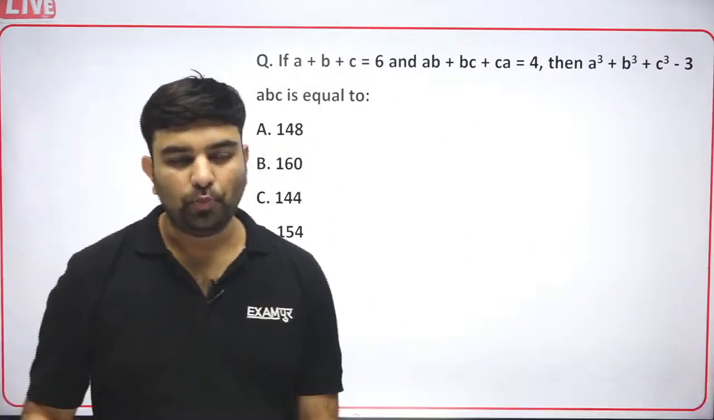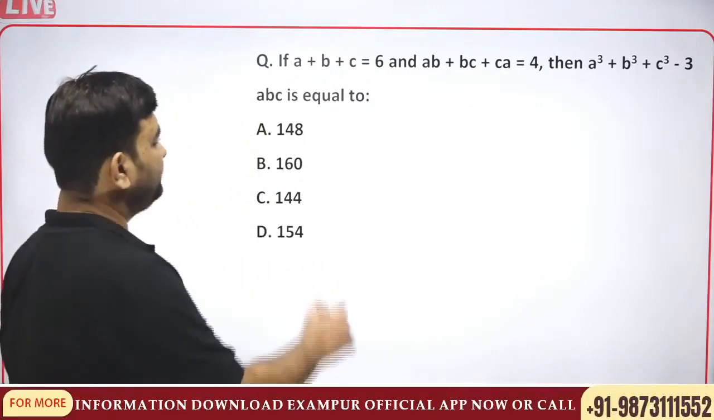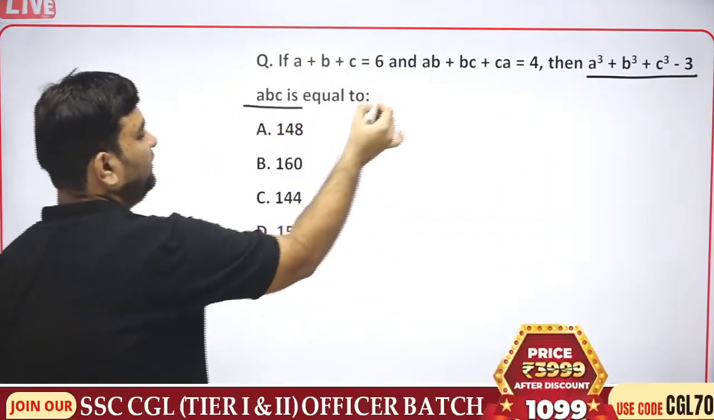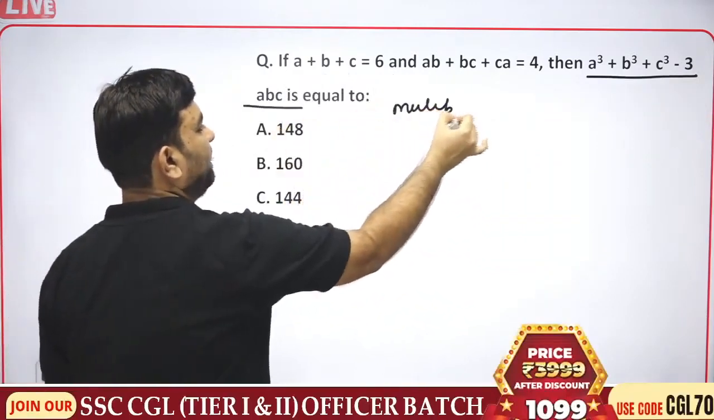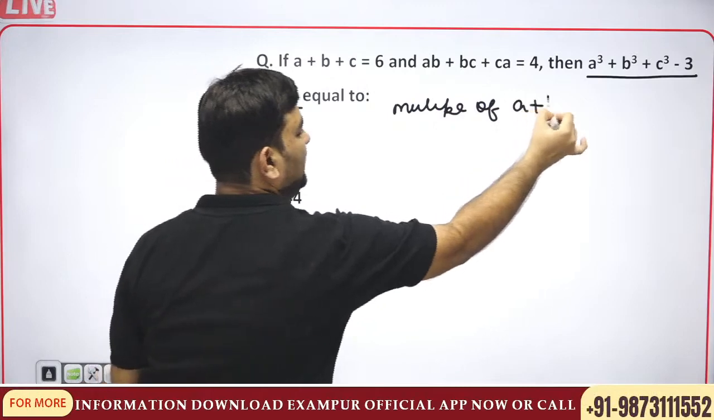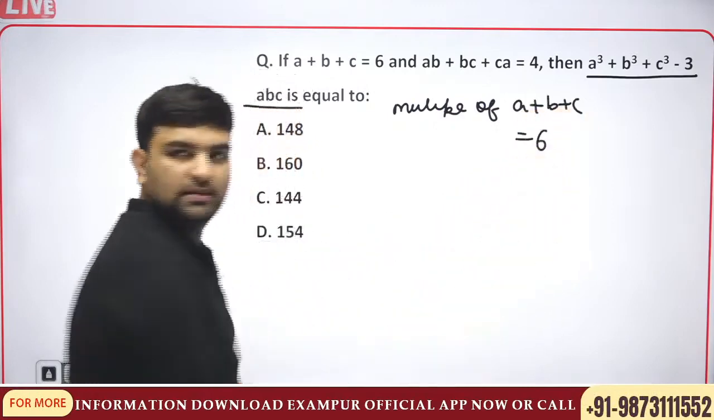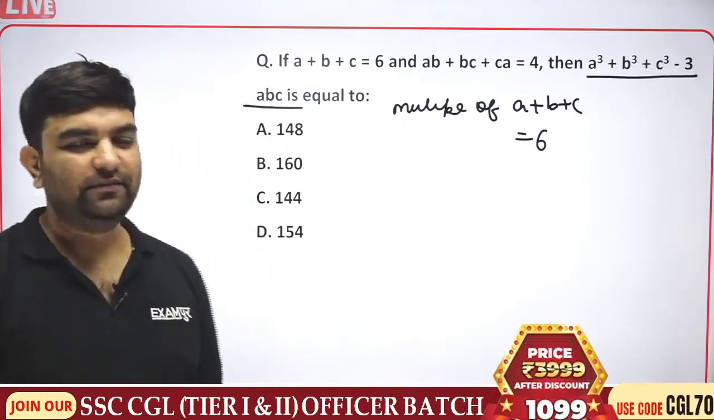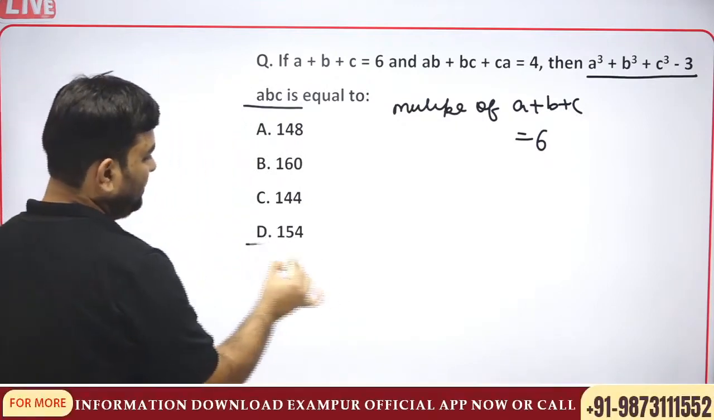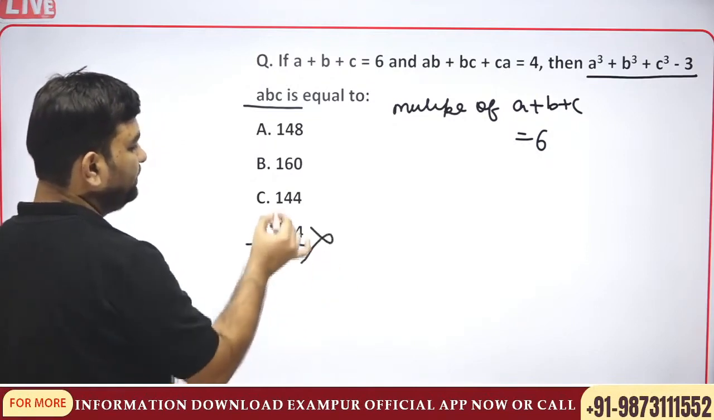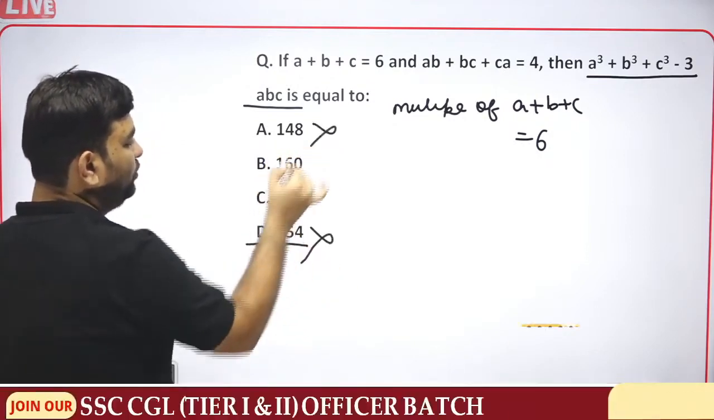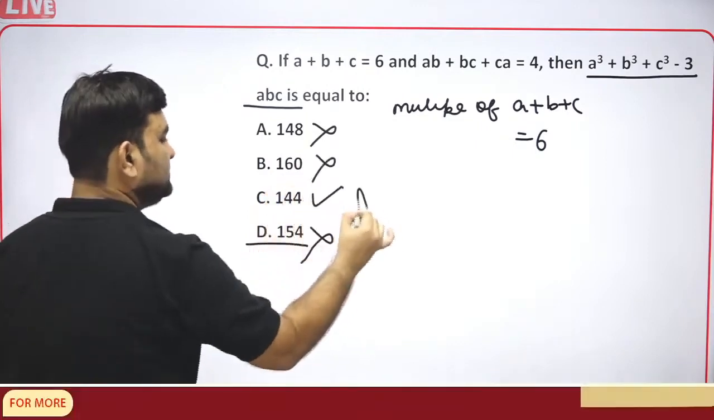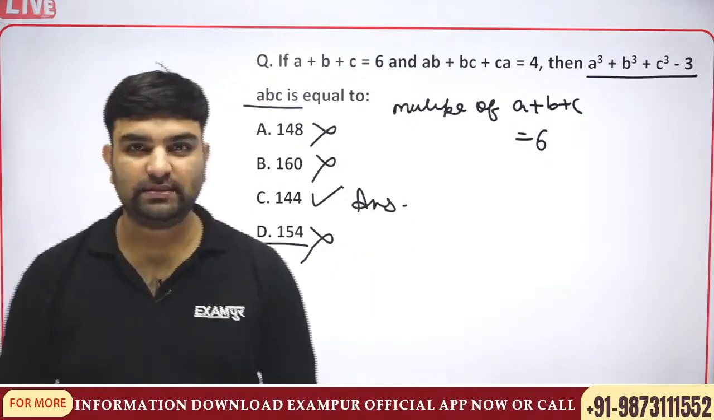In calculating a cubed plus b cubed plus c cubed minus 3abc, you can always check a multiple of a plus b plus c, which is 6. 12, 34, no. 12, 28, no. 12, 40, no. 12, 24, yes. Multiple of 6.